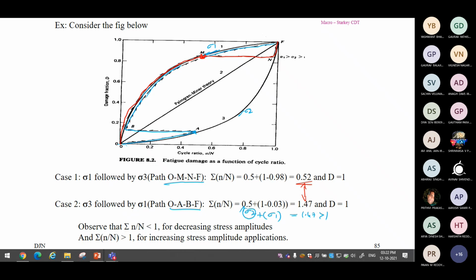So the important observation is, if the stress value is decreasing, that means first you apply a higher load cycle, then you apply the smaller load cycle, the damage occurred is lesser. If you apply a small magnitude load cycle first and then the large magnitude load cycle, then the damage observed is more. Okay, this is because of the state of stress which is there in the material.